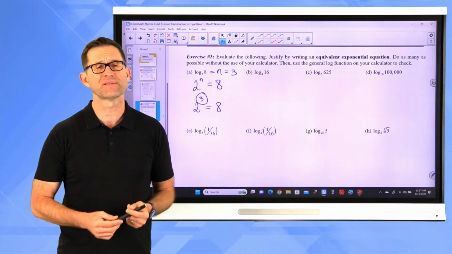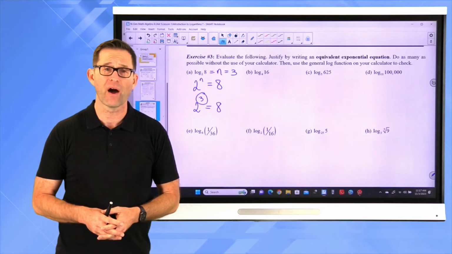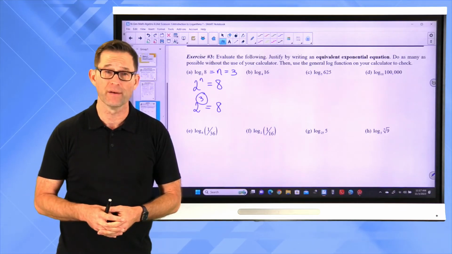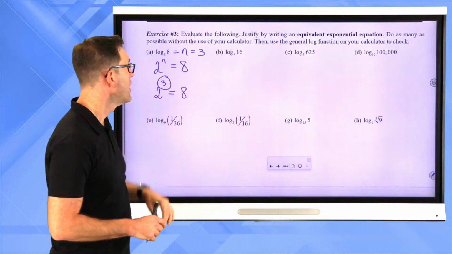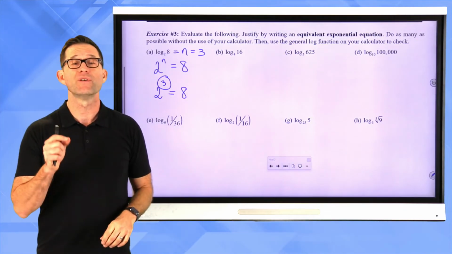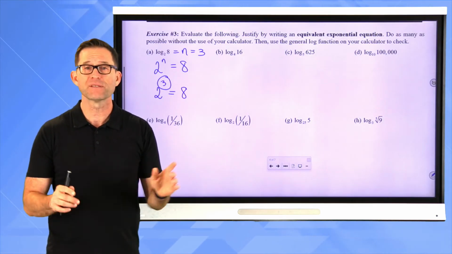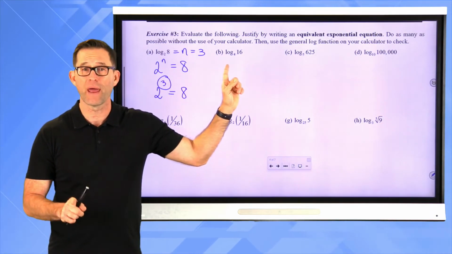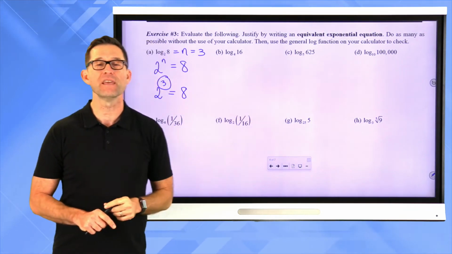Your calculator also has a square root button on it. I still want you to be able to figure out what the square root of 25 is without using that square root button, okay? So make sure that you're using, at the beginning, that general logarithm button to simply check your answers. All right, all that being said, what I'd like you to do is pause the video now and, without your calculator, try to figure out the answers to B, C, and D.